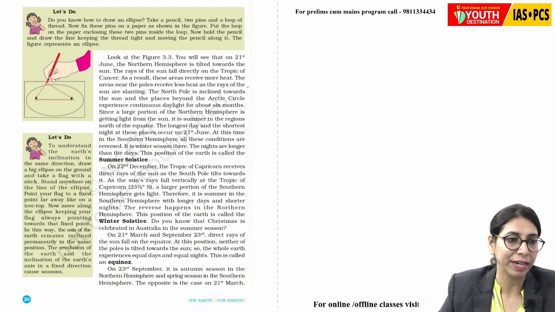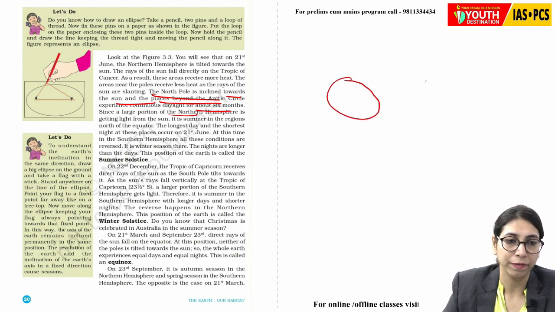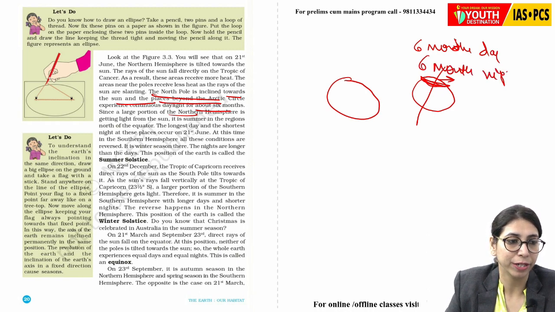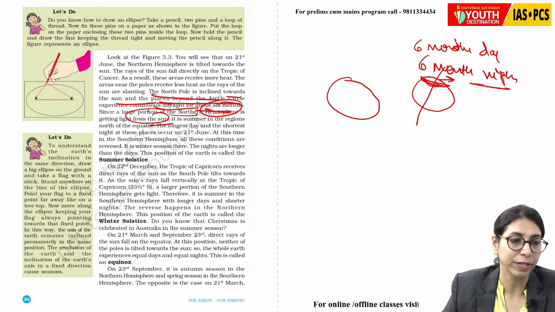Here we need to keep one thing in mind. The North Pole is inclined towards the sun, and the places beyond the Arctic Circle experience continuous daylight for about 6 months. See what happens: if this is your Earth, then here is your Arctic Circle. Beyond this Arctic Circle, if we see, here you will find 6 months of complete day condition, and 6 months it experiences night condition. Okay, the North Pole is inclined towards the sun, so the places beyond the Arctic Circle experience continuous daylight for about 6 months, and then continuous night for 6 months.